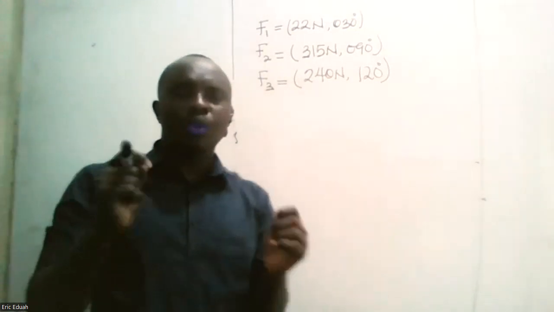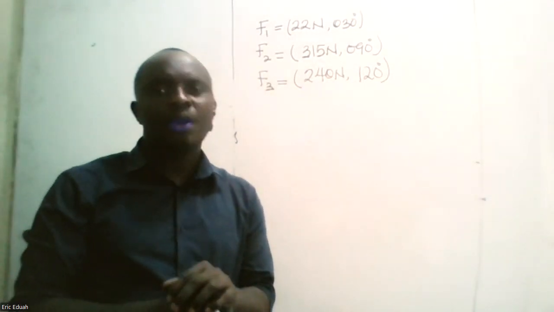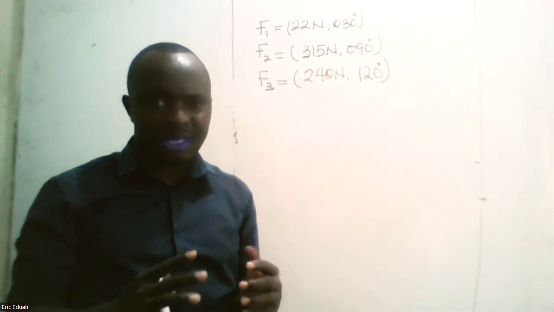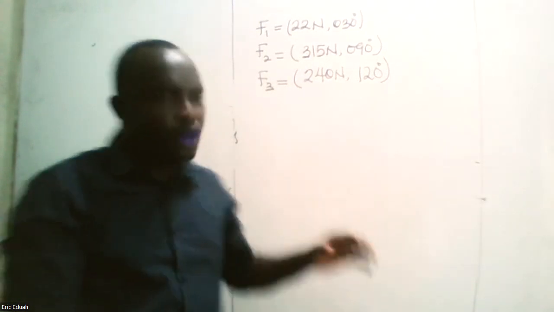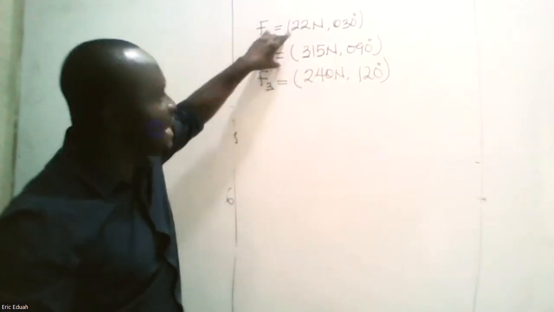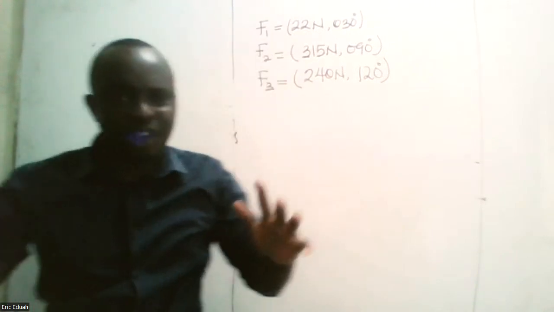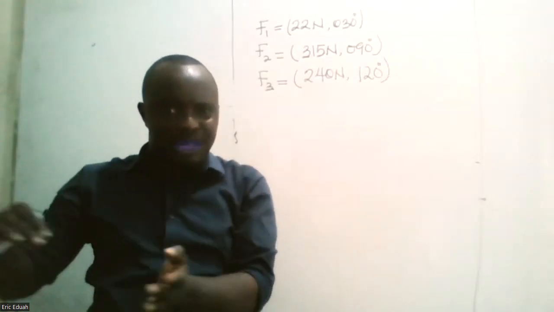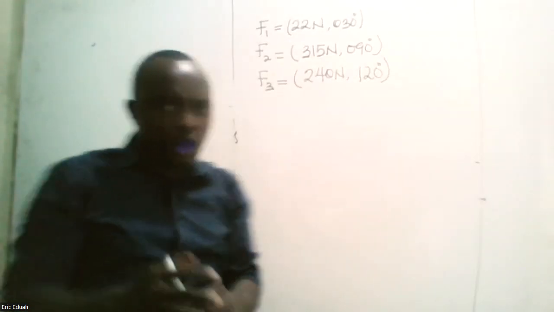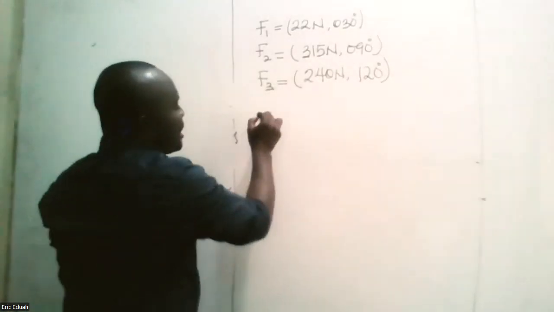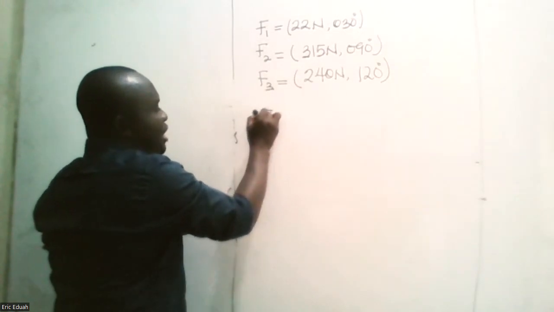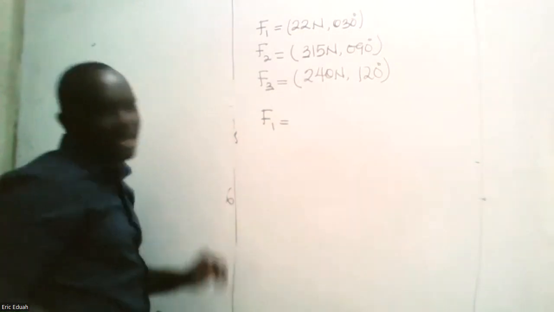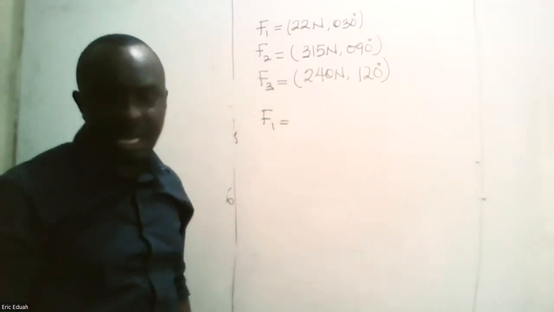So, how do we determine the resultant? Here, we'll use resolution of forces into components. We'll pick each and every force, resolve it into its vertical and horizontal components. Okay, so editor, can you try F1 for me? Resolve F1 into vertical and horizontal components for me. Can you do that?